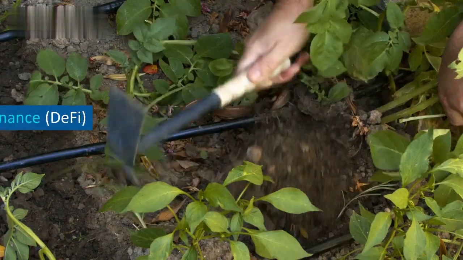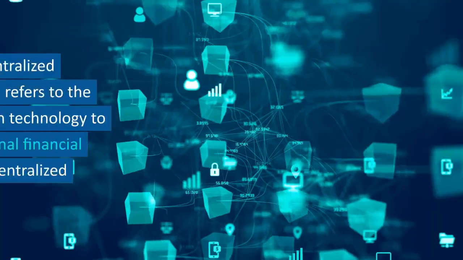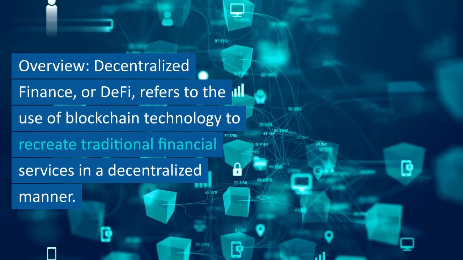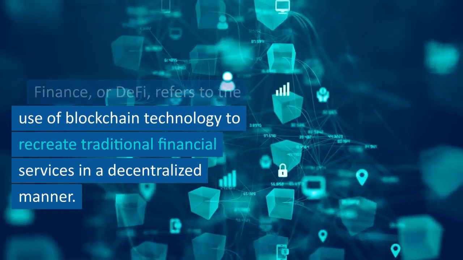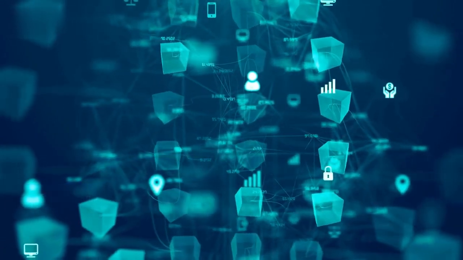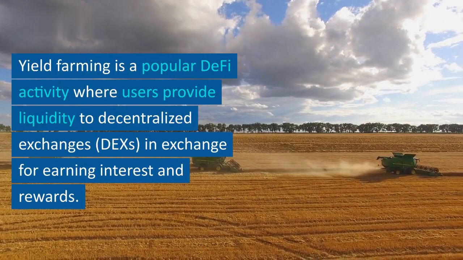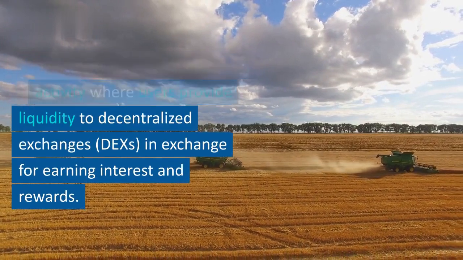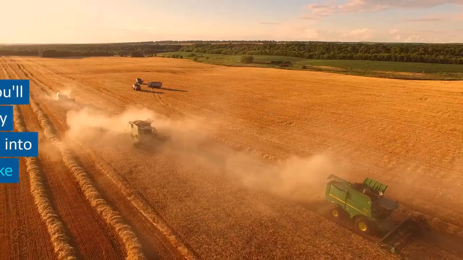1. Decentralized finance, DeFi, yield farming. Overview: Decentralized finance, or DeFi, refers to the use of blockchain technology to recreate traditional financial services in a decentralized manner. Yield farming is a popular DeFi activity where users provide liquidity to decentralized exchanges, DEXs, in exchange for earning interest and rewards. How to make money?